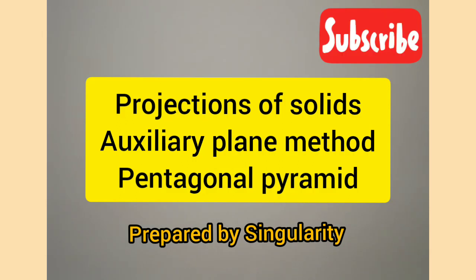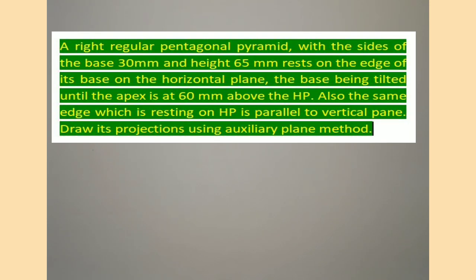Hi all, in this video we are going to draw projections of a pentagonal pyramid using the auxiliary projection method. The question is: a right regular pentagonal pyramid with the sides of the base 30 mm and height 65 mm rests on the edge of its base on the horizontal plane. The base is tilted until the apex is at 60 mm above HP.